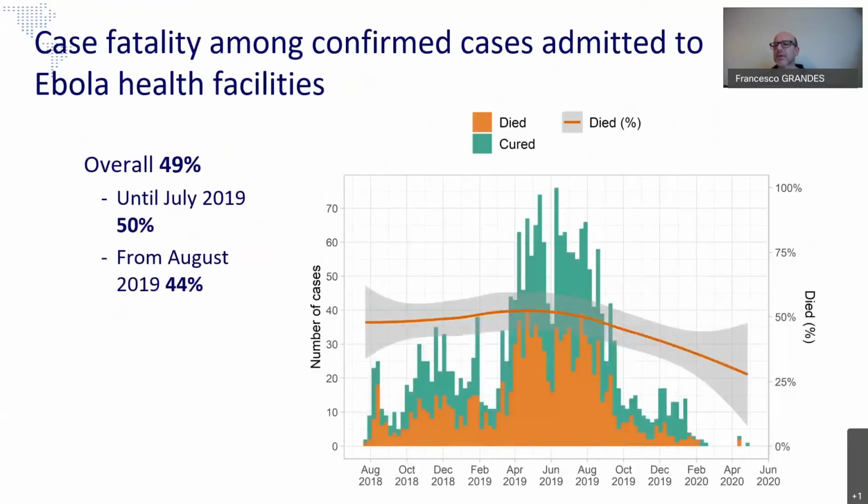A last indicator concerns case management, the case fatality among admitted confirmed cases. The overall case fatality was 49%. It fluctuated around 50% until July 2019, over 1 year from the start of the epidemic, when a steady decrease was observed from August 2019 to the end of the epidemic. The case fatality was 44%.